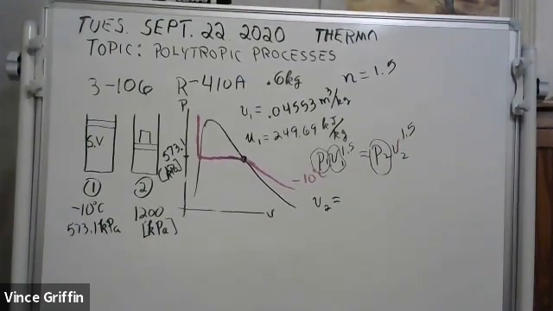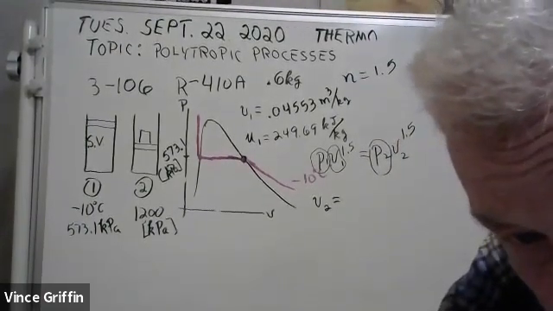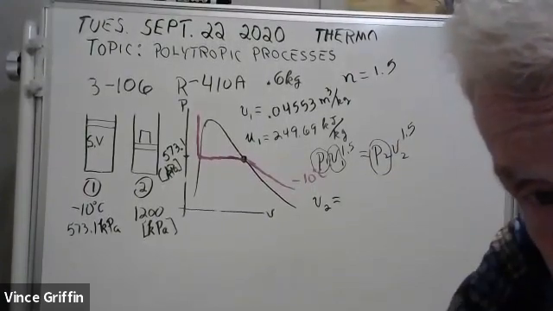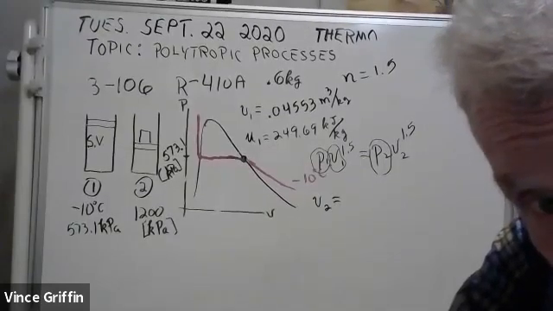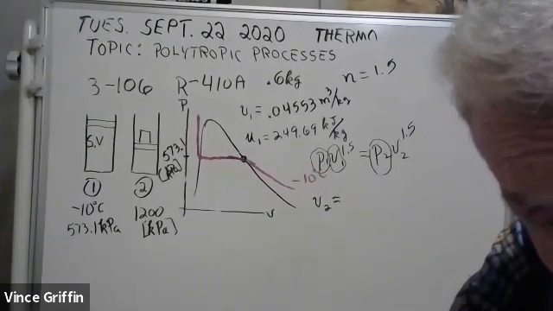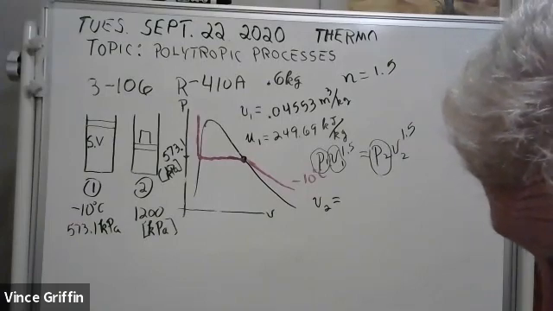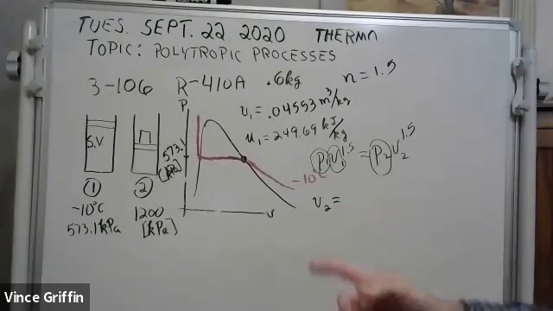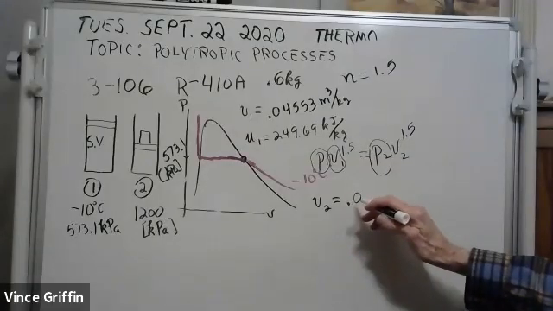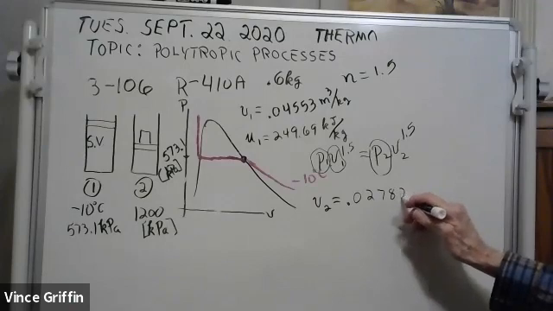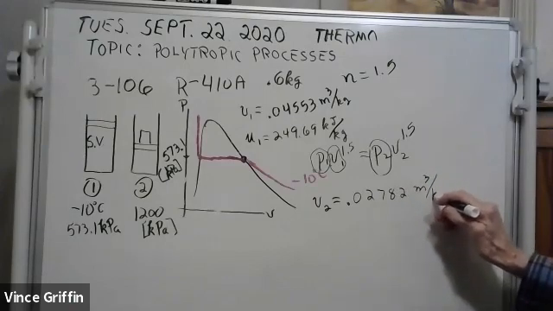Well, I think I know what V2 is, but let me ask some of my students here. What about my student, Bryce? Bryce, unmute and say hi. Hi, Bryce. Okay. Bryce, did I give you enough time to get the V2? I've got 0.0278 cubic meters per kilogram. That's what I got, 0.0278, maybe 2 cubic meters per kilogram.